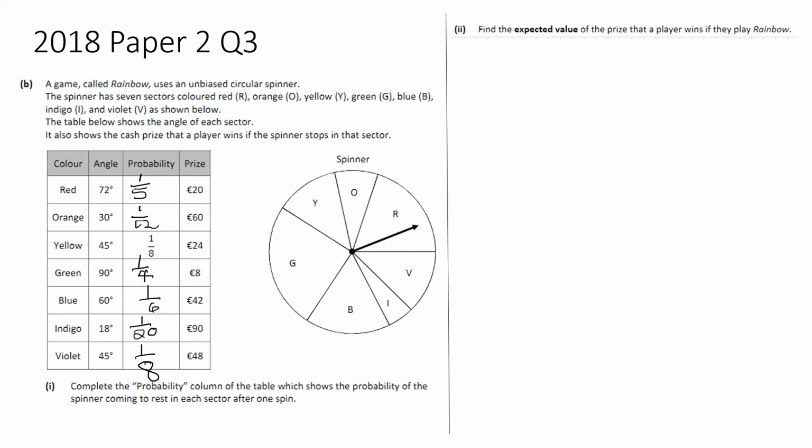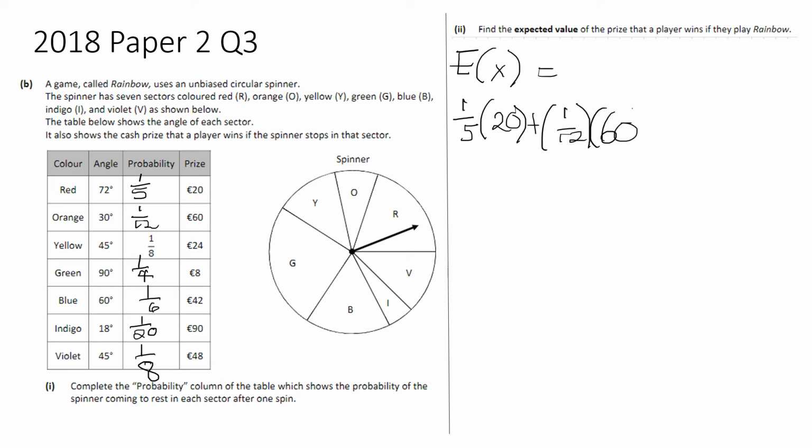For part 2, they're asking you to find the expected value of the prize that a player wins if they play Rainbow. So expected value is represented by E(X). What we need to do here is multiply the probability by the amount that they could win, and then we just add them together. So I've done 1/5 by 20. Now I'm going to do 1/12 by 60. You don't have to use the brackets on the first one, but it's just easier. And then we must include the 1/8 by 24.